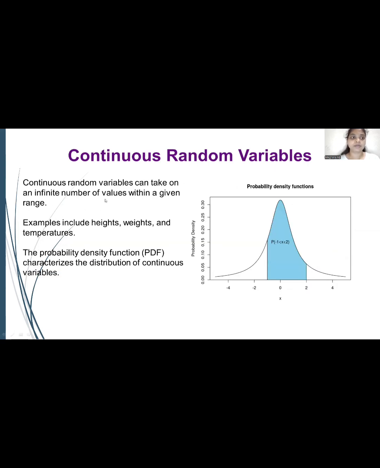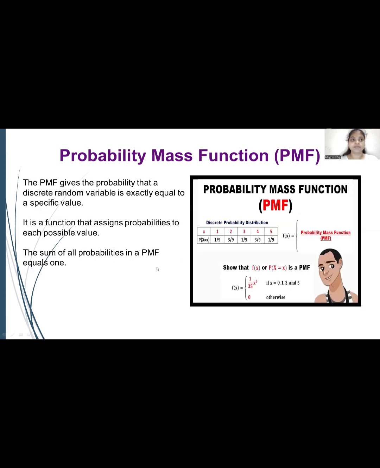Continuous random variables. Continuous random variables can take on an infinite number of values within a given range. Examples include heights, weights, and temperatures. The probability density function characterizes the distribution of continuous variables.